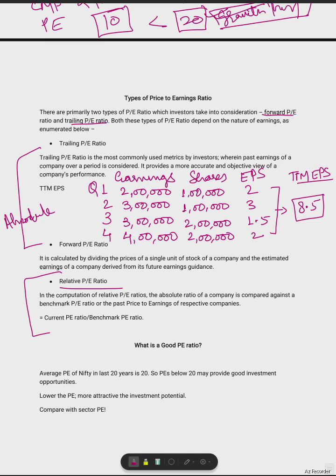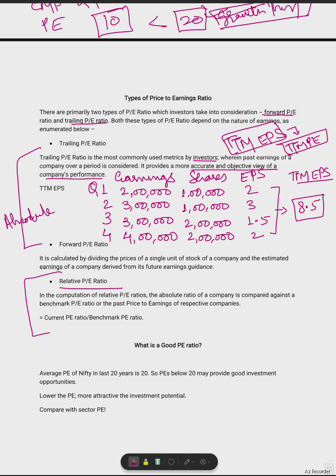So how is the trailing calculated? You must have heard the word TTM EPS. Through this we derive the TTM PE ratio. So what is the trailing 12 months EPS or trailing 12 months PE ratio? The trailing PE ratio is the most commonly used metric by investors, wherein past earnings of a company over a period are considered. It provides a more accurate and objective view of a company's performance.